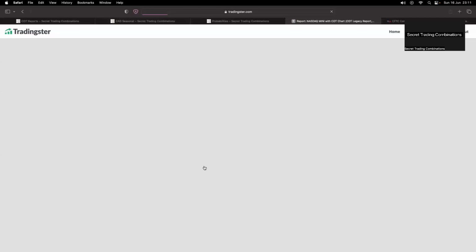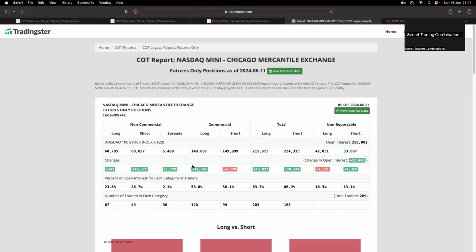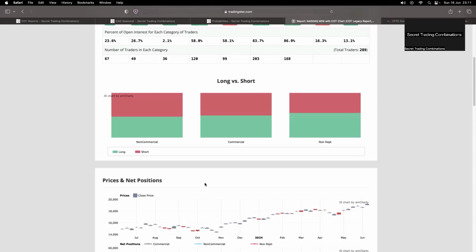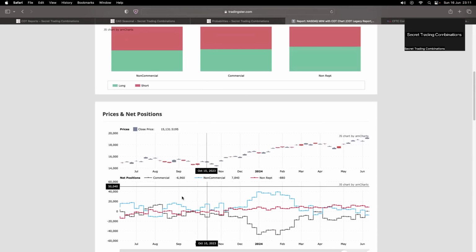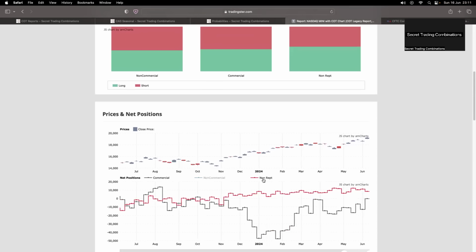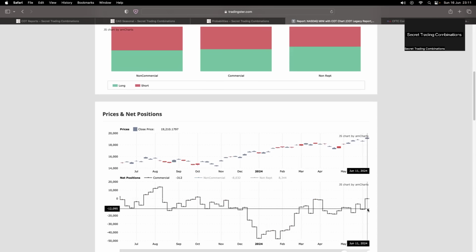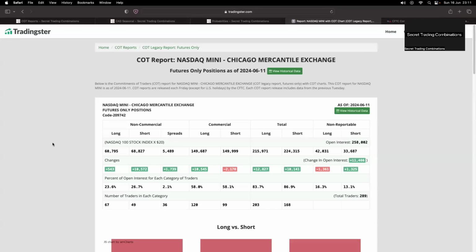Let's see what NASDAQ is saying. So for NASDAQ, we only look at commercials, by the way. We don't look at non-reportable or non-commercials, right? So for NASDAQ, we have 10,000 positions going long. A massive fluctuation. Okay.